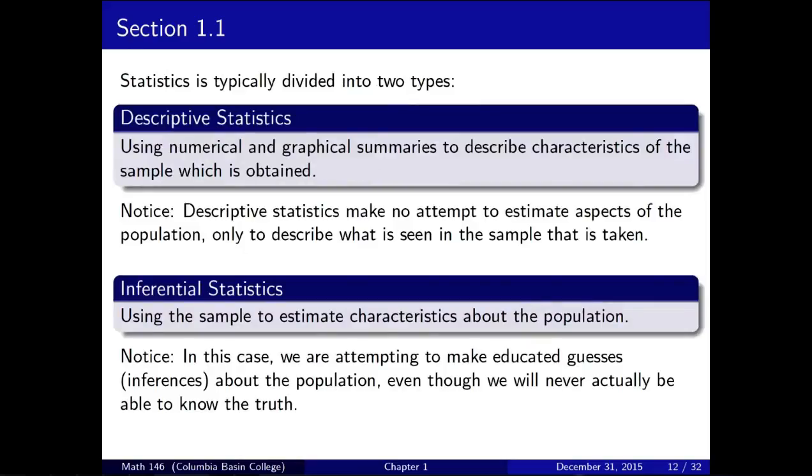Typically we divide statistics into two different types: descriptive statistics and inferential statistics. Descriptive statistics are numerical and graphical summaries that describe the sample. They don't make any attempt to estimate anything about the population. They only describe what is in the sample. Whereas inferential statistics is a step where we take the sample and estimate characteristics about the population. In the inferential step, we're trying to make educated guesses, or inferences, about the population.